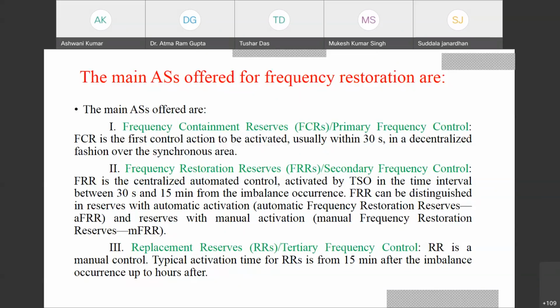Then we have replacement reserves, which is called tertiary frequency control, because the faster reserve will not act for more time. So now we need to keep the frequency control for a longer time. So we need to adapt them in the network as a tertiary frequency control, which is generally manual, and activation time is more than 15 minutes up to a few hours. So these replacement reserves need to be there, and definitely the cost has to be there for these components.